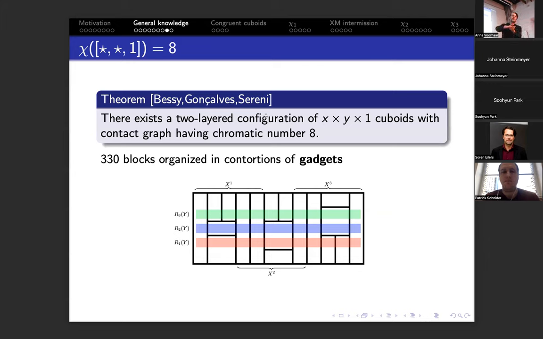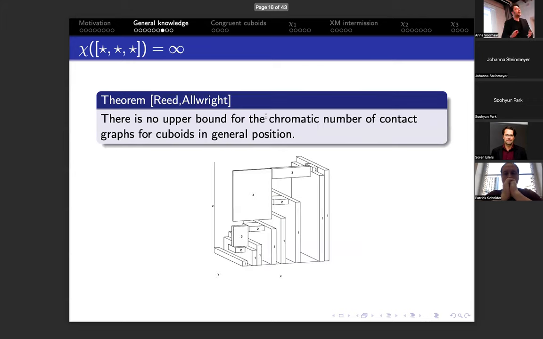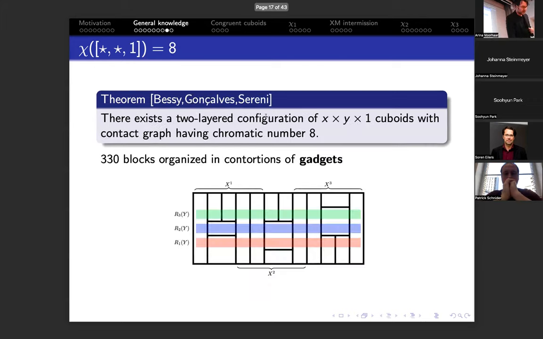So you can ask the question, if you have something that was higher, could you get to 8 in a quicker way? This is open as far as I know. But my point here is that, just like over here, there's no way you can choose these cuboids in the examples to be all of the same size. So this is what comes out of these constructions.